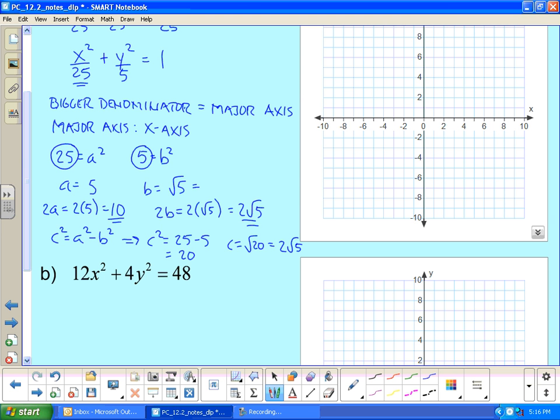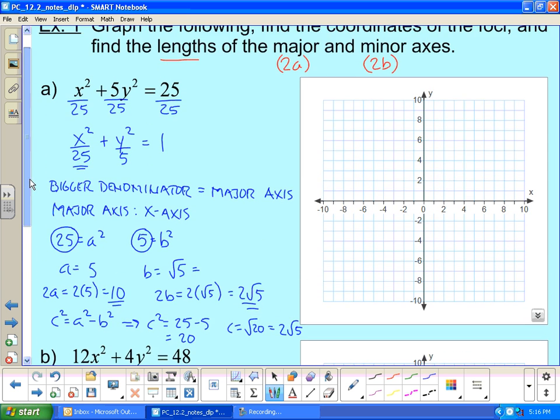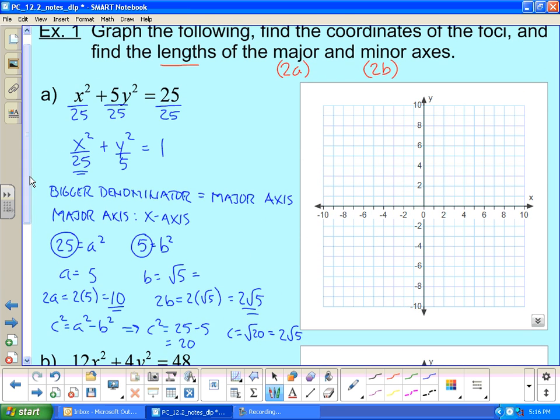So, I know now what my foci are. I'm kind of running out of room here. So, my foci are going to be 2 root 5 comma 0. There's that first point. And then we will have negative 2 root 5 comma 0 as my second.